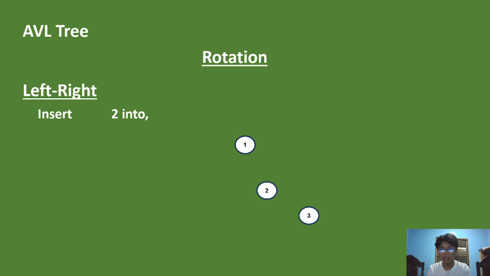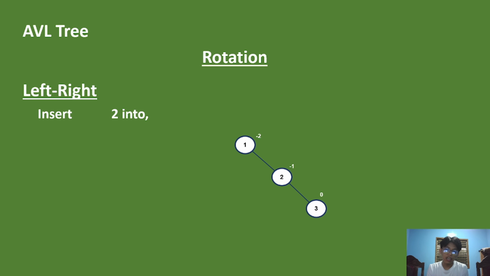And put the node 2 here. So it now looks like this, and the height now has the same sign. Node 3 has 0, node 2 has negative 1, while node 1 has negative 2. So it is now a straight line.